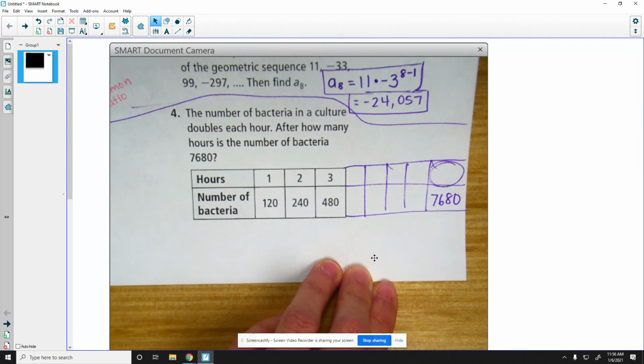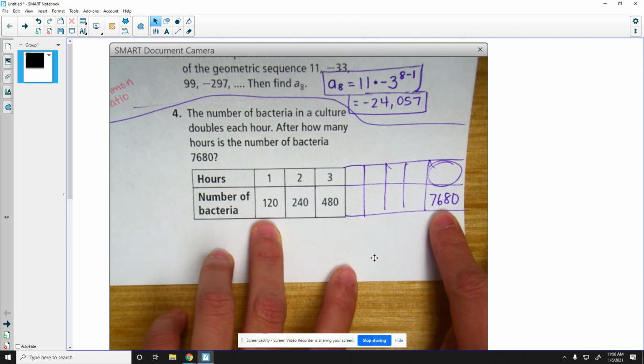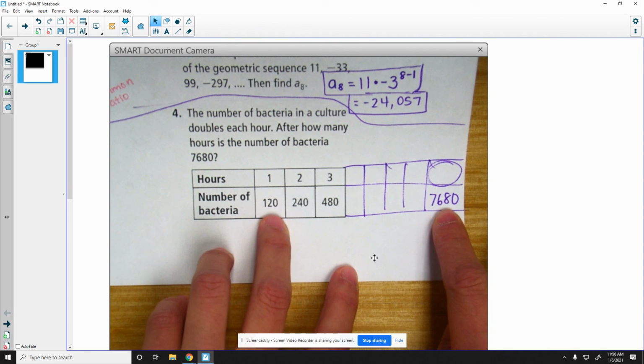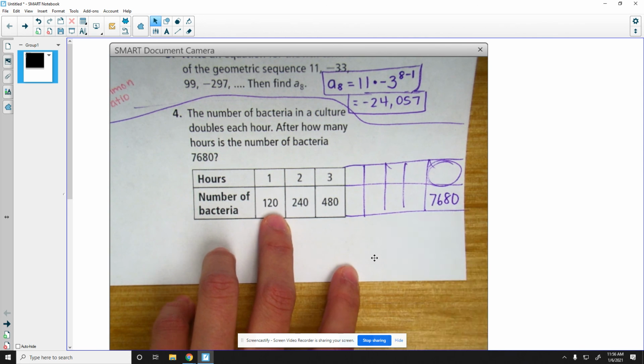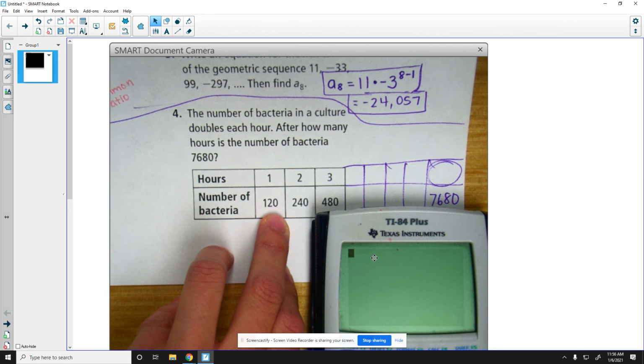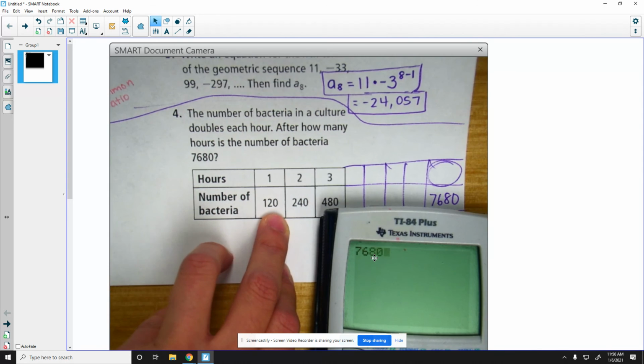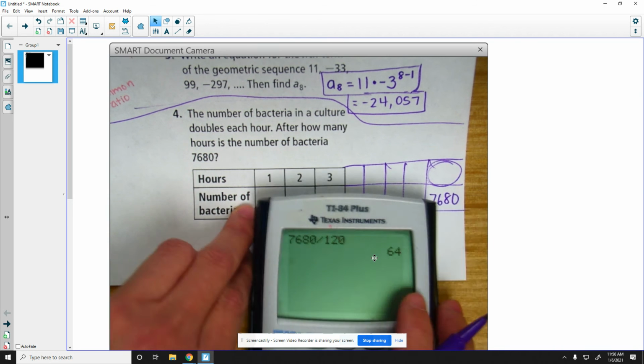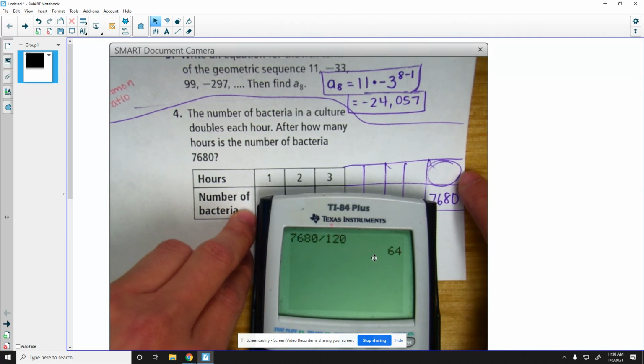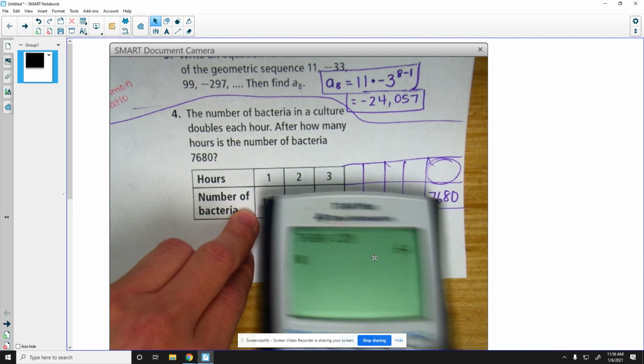Divide. No. Nope. Multiply. Were you thinking of dividing 7,680 by the 120? No, it would not work, and I'll tell you why. If you divide 7,680 by 120, you think that your answer is 64, and I'll tell you later that it's definitely not 64. Oh, because it's compounding.